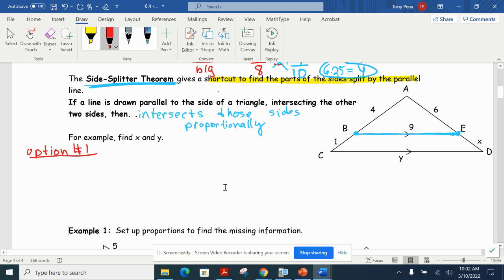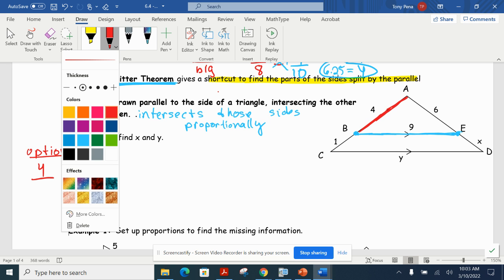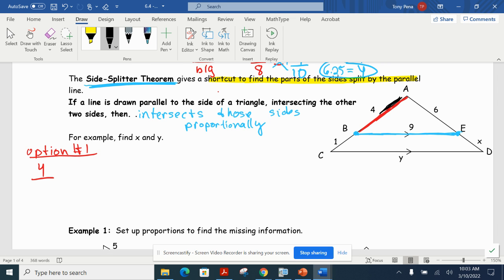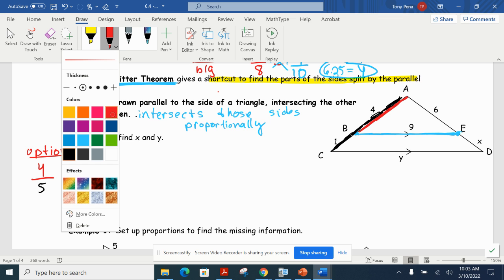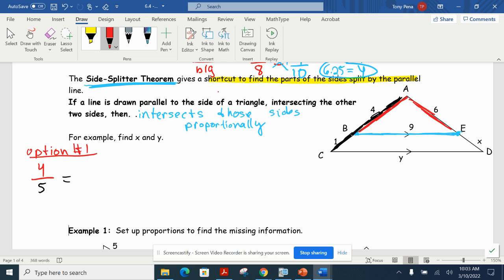If I told you to solve for x right now, what we could do is take the left-hand side of the small one, we know that's 4, and compare it to the left-hand side of the big one. What is the left-hand side of the big triangle going to be? 5. 4 plus 1. So the left-hand side of the big one is a 5. So we have 4 over 5. Notice where x is at. It's the right-hand side. Again, since I did the smaller over the larger, the smaller right-hand side is 6. So that's got to be your numerator.